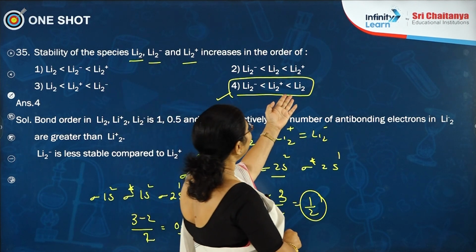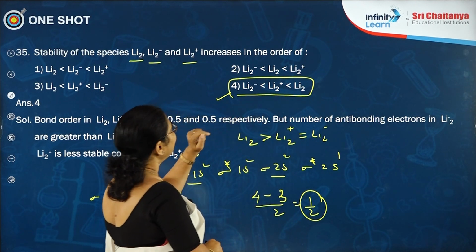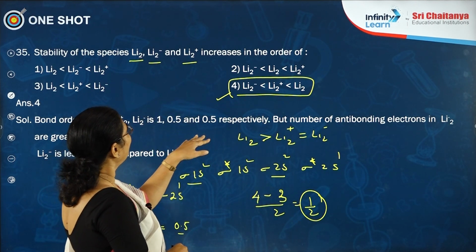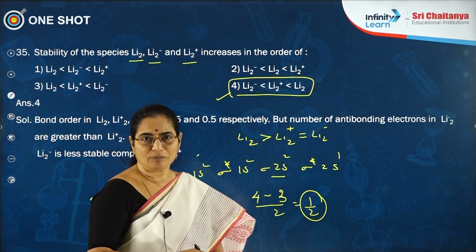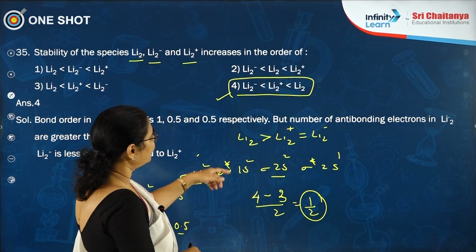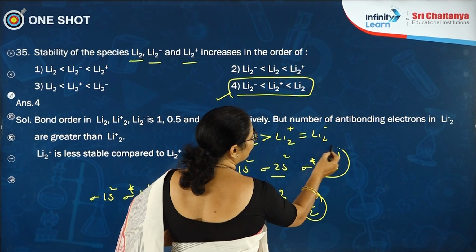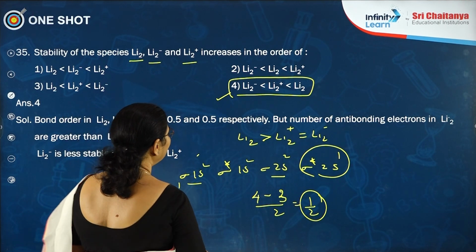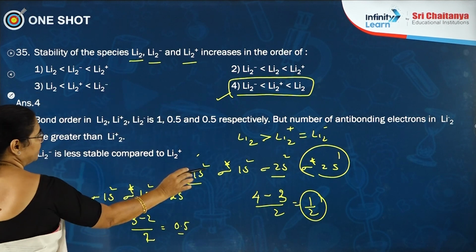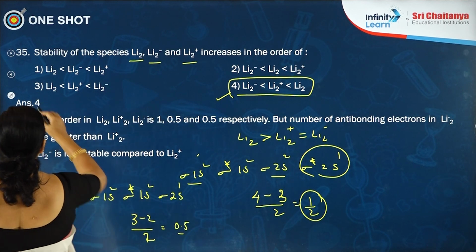Why is Li2 minus less, though bond order is same? The stability is less for Li2 minus because the electron is entering into an anti-bonding orbital. Whenever an electron goes to an anti-bonding orbital, stability will be less for that.